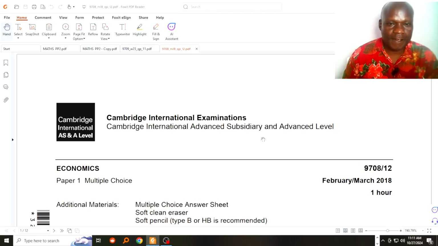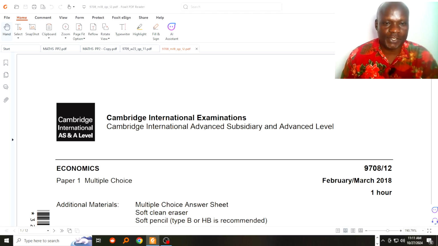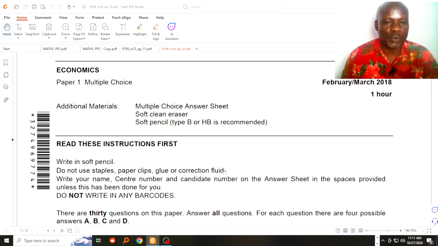Now, this is Cambridge International Examinations, that is advanced subsidiary and advanced level. The paper is Economics Multiple Choice Paper 1. The code is 9708-12, which was taken February-March 2018. And we want to consider question 2.